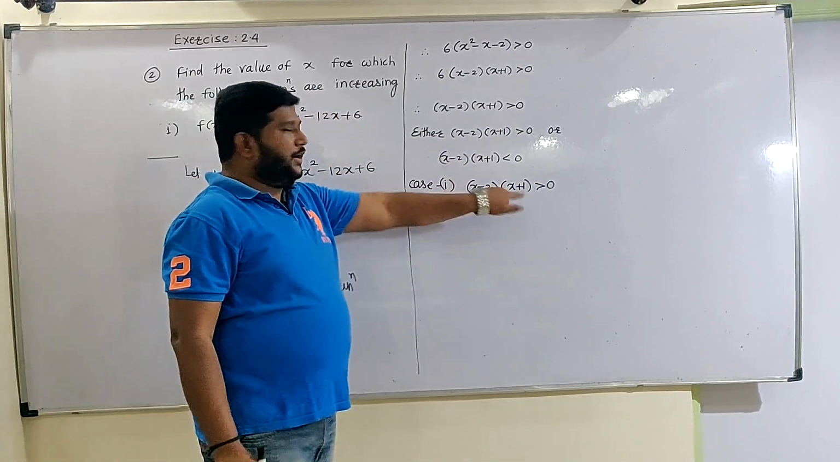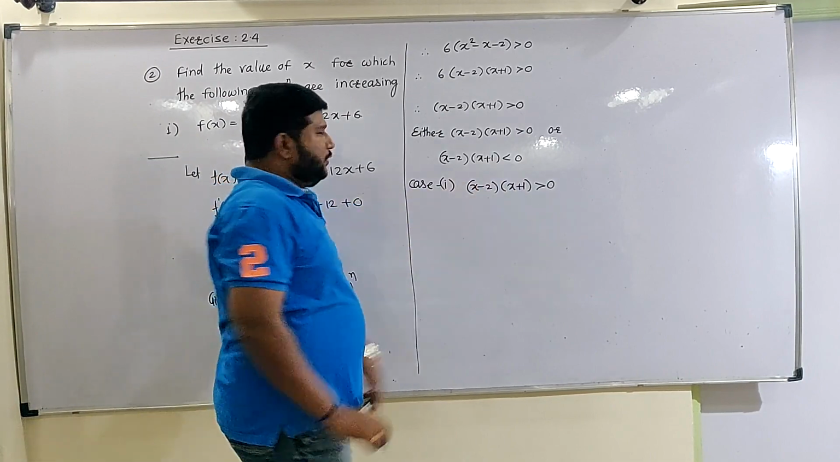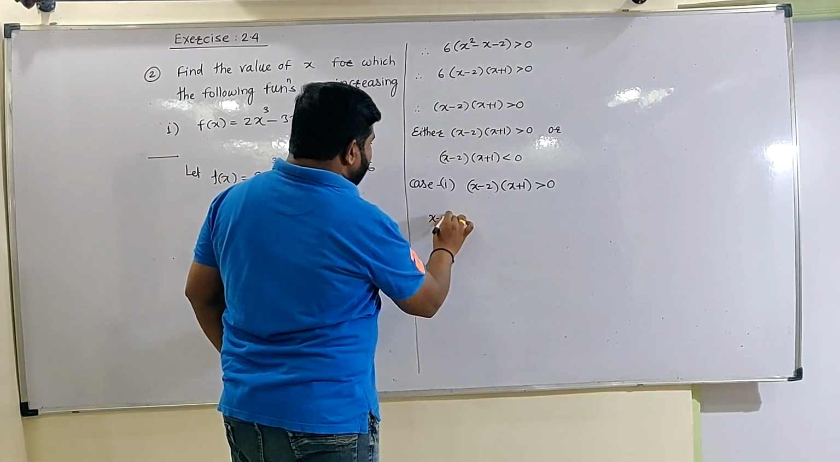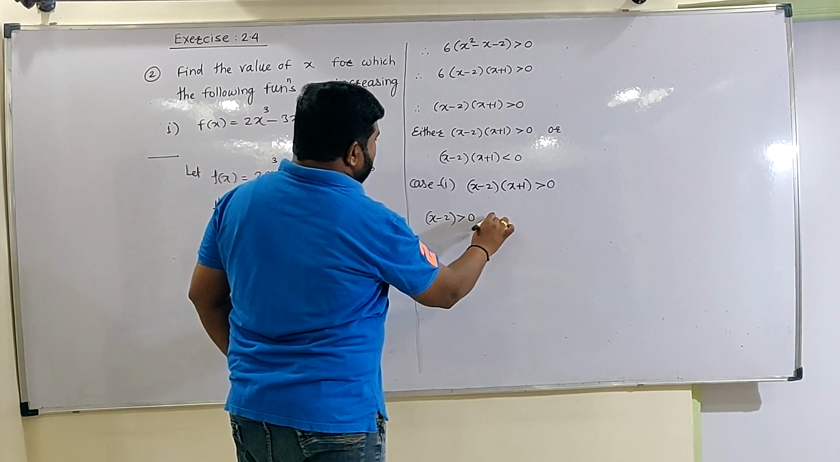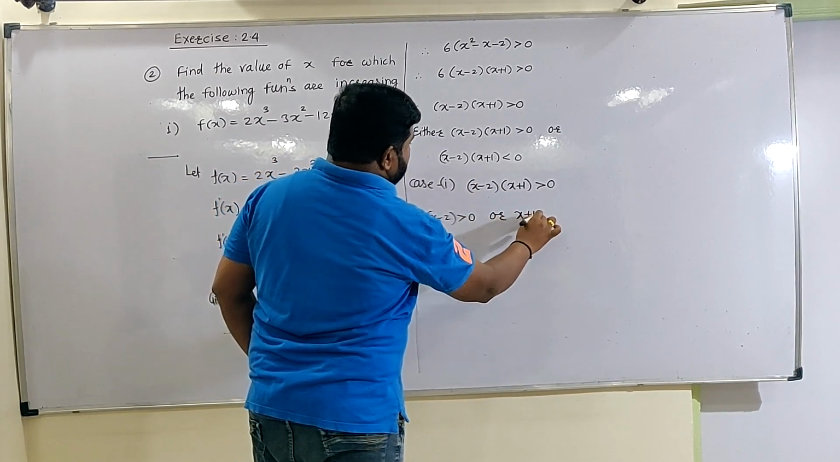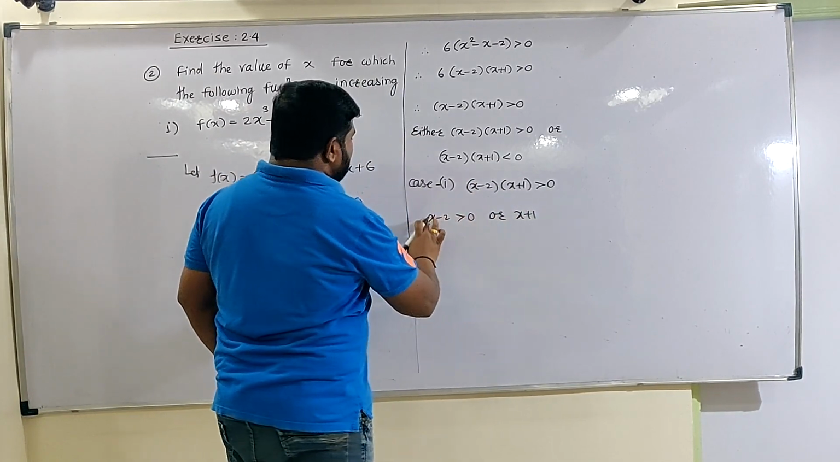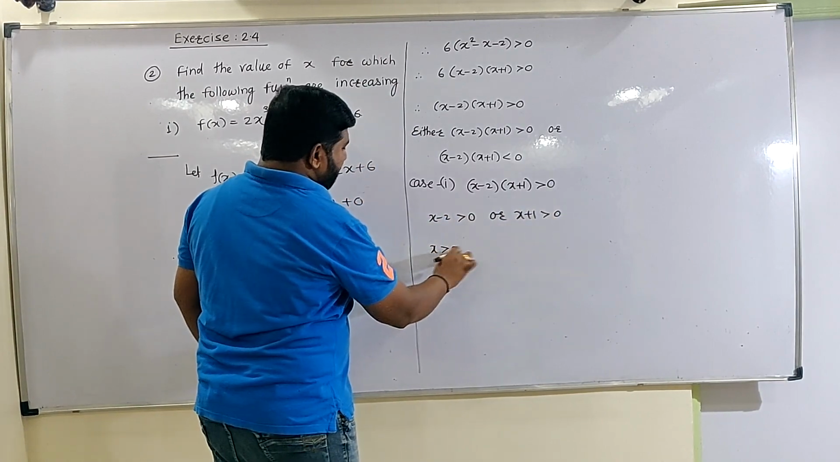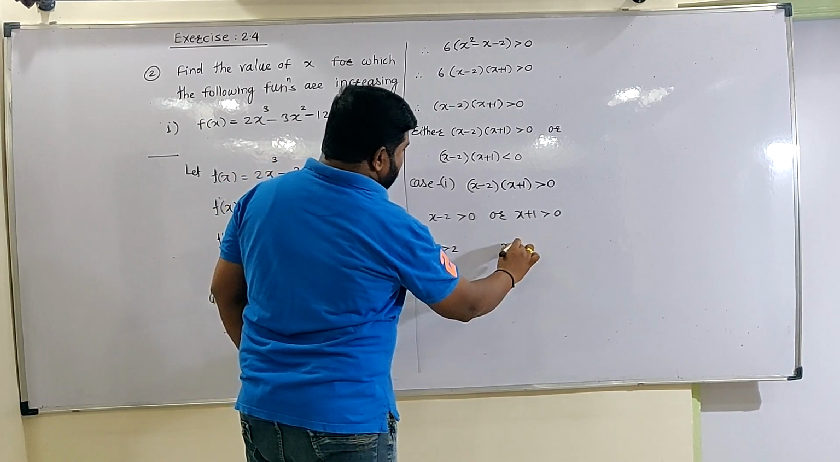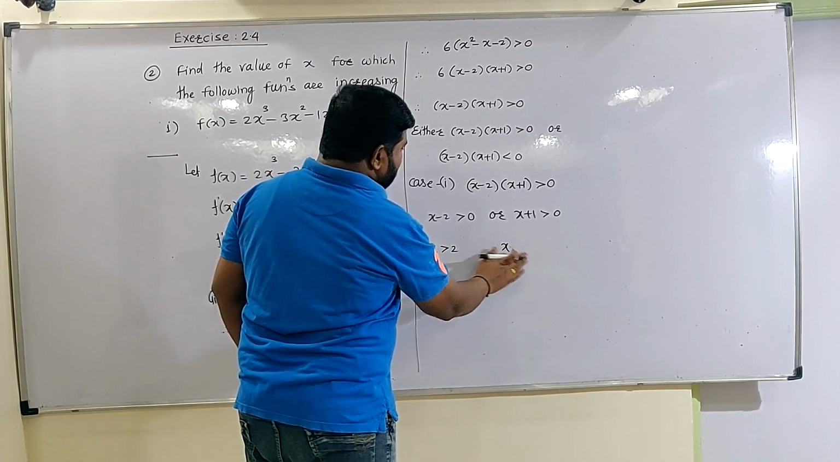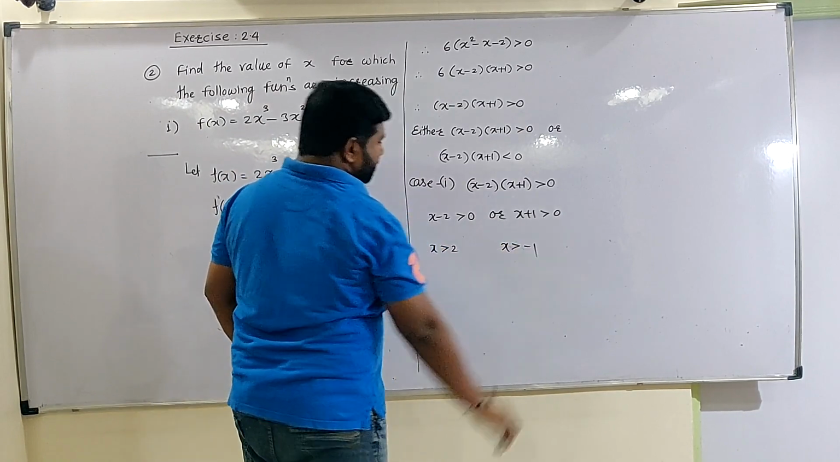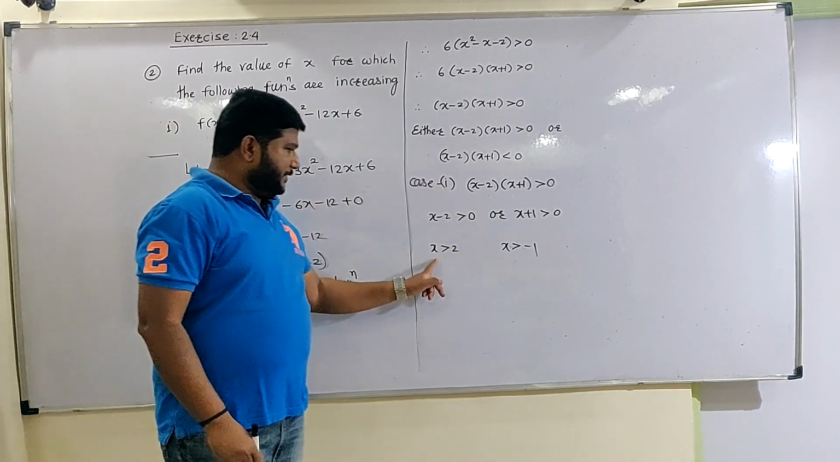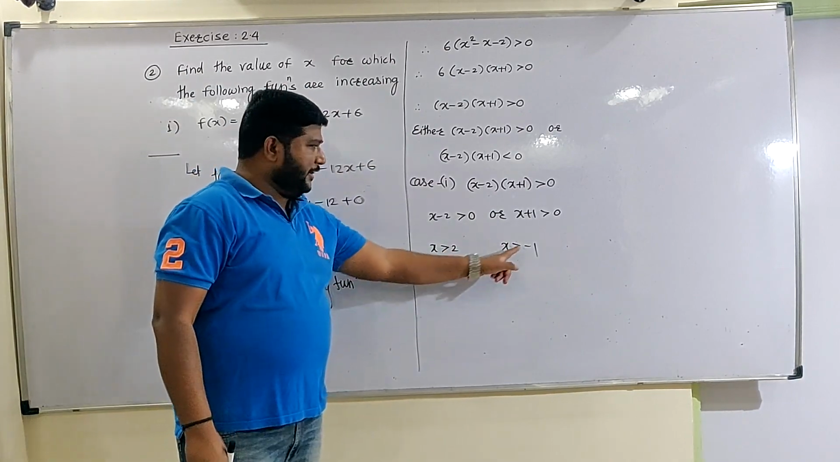दोनों पॉजिटिव मीन्स व्हाट? ये भी पॉजिटिव और ये भी पॉजिटिव मीन्स व्हाट? x - 2 greater than 0 और x + 1 this also greater than 0. It means x is greater than 2 and here is what? x + 1. So x is greater than -1. x is greater than 2, x is greater than -1.